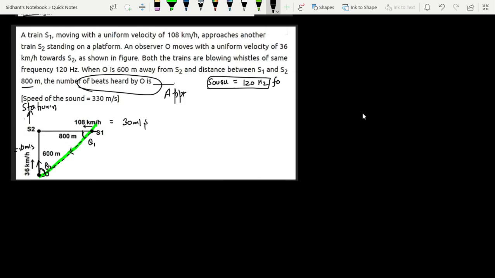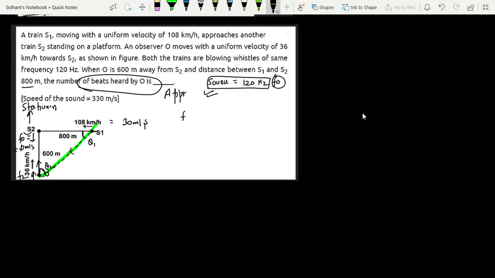So first of all, S2 is stationary, so the frequency that is emitted from S2, the source frequency of 120 Hertz, that is F0, right? It is emitting F0. But what will be heard by O, that frequency can be written as F2, Lohit. We can find this F2. Are you getting or not? This F2 can be calculated, right?